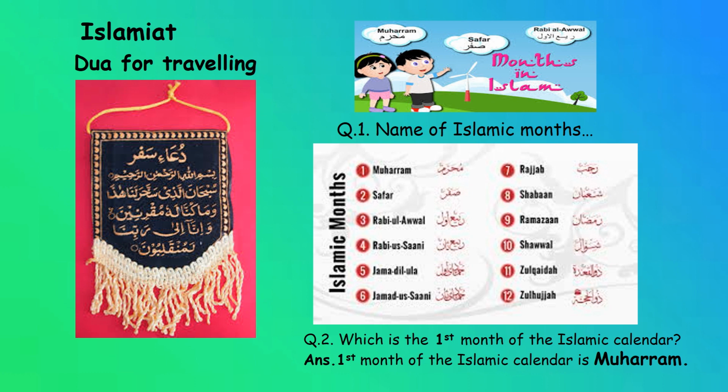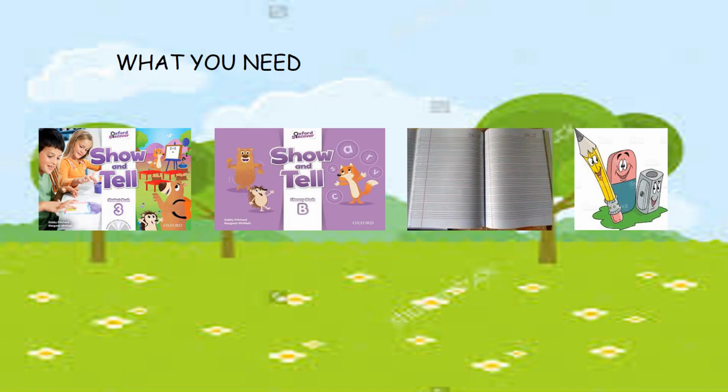Now, question number 2. Which is the first month of the Islamic calendar? Again, I am going to read question. Question number 2. Which is the first month of the Islamic calendar? Answer is first month of the Islamic calendar is Muharram. First month of the Islamic calendar is Muharram.